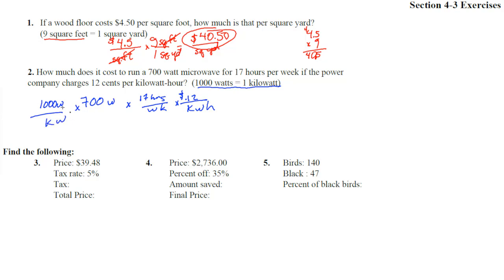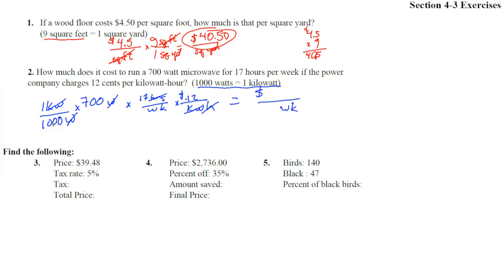Oh, wait, that won't cancel. Put it back. Turn it upside down so it'll work. So 1 kilowatt for every 1,000 watts. Yeah, there we go. Now the watts will cancel, and the kilowatts will cancel, and the hours will cancel. So we'll be left with dollars. How much does it cost per week? So really the question is, how much will it cost?